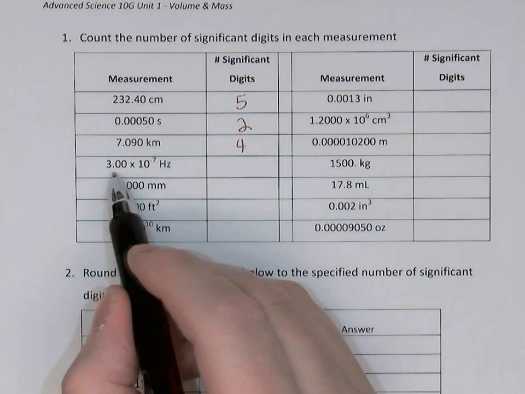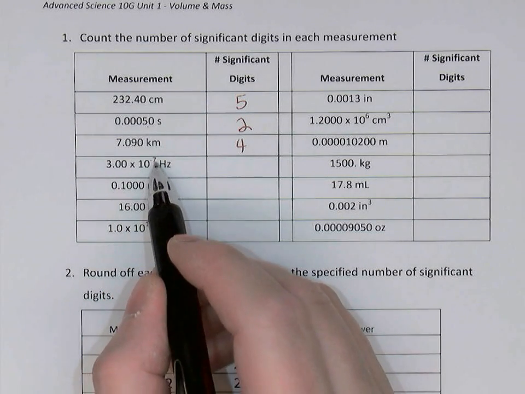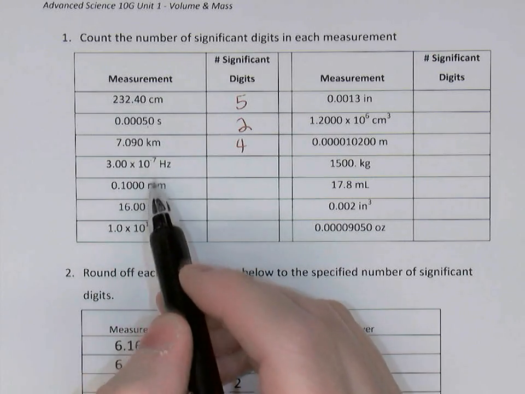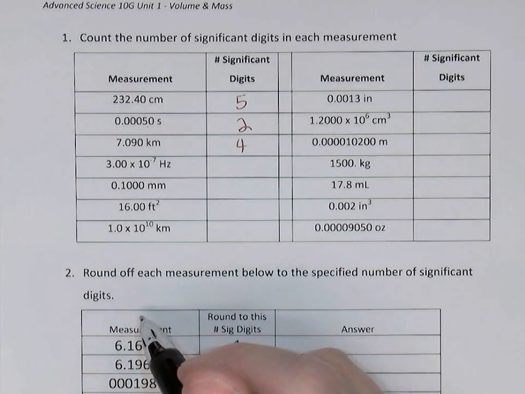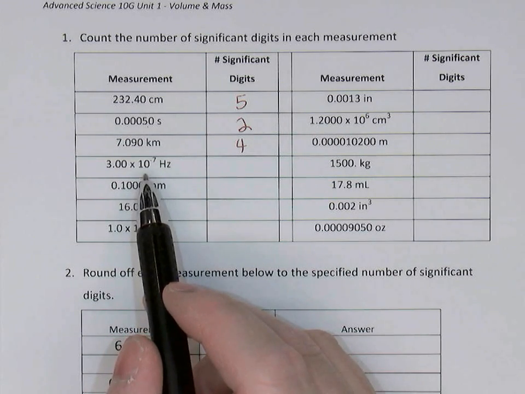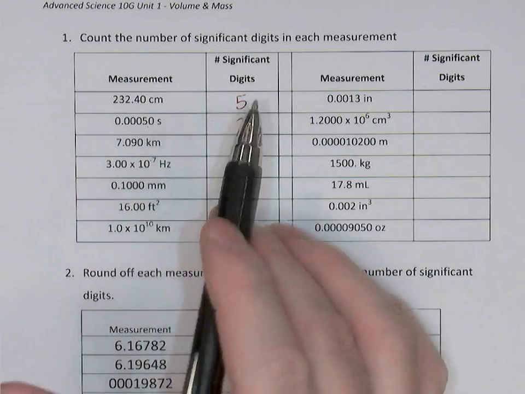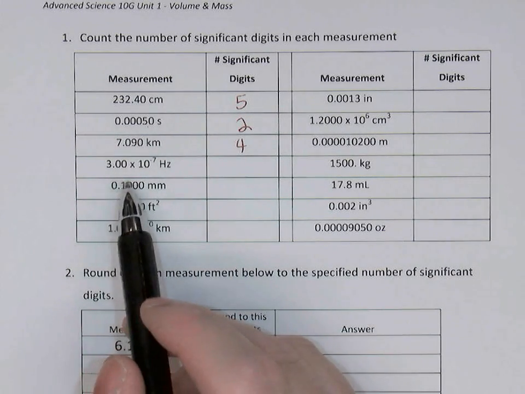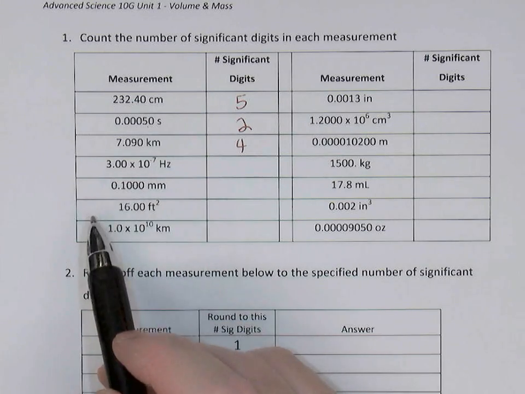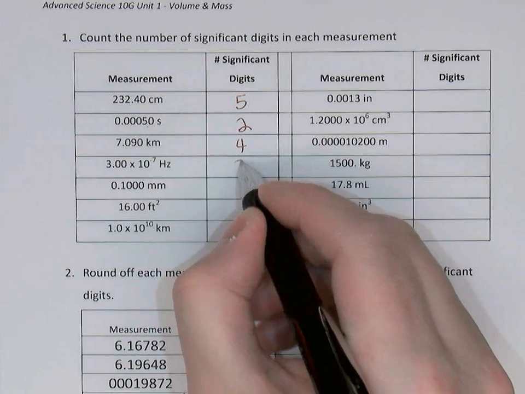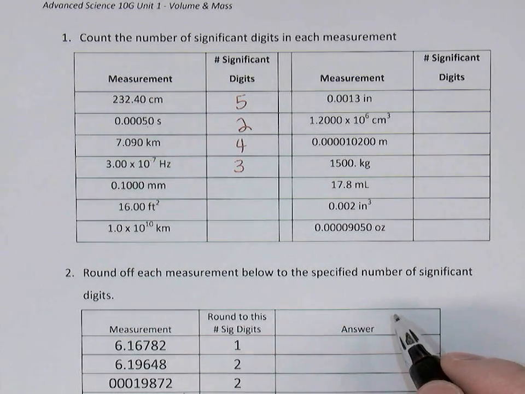Scientific notation, 3.00 times 10 to the minus 7. This number, the times 10 to the minus 7, is ignored for significant digits. If you think about scientific notation, that just tells you where the decimal was moved, so it's not significant here. 3.00, though, has 3 significant digits. Those zeros do count because they're trailing zeros after the decimal. So 3 significant digits.